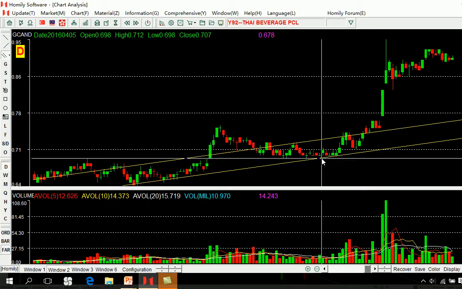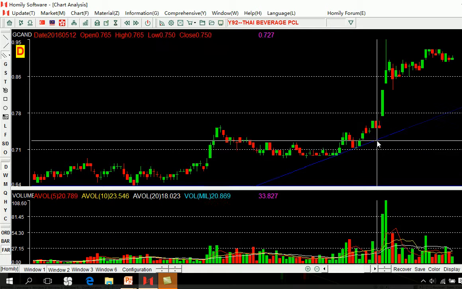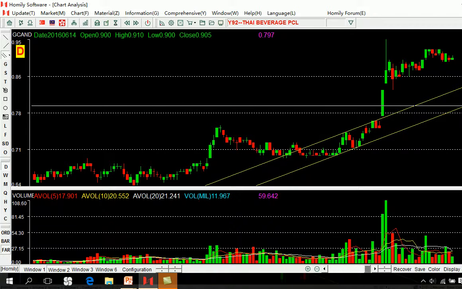Because this trend line we need to correct. Okay, we need to adjust. Then we can see the next one. We should connect this low point to the next low point. So is this one effective or not? This trend line is not effective.